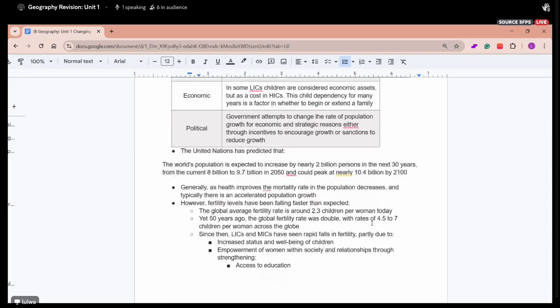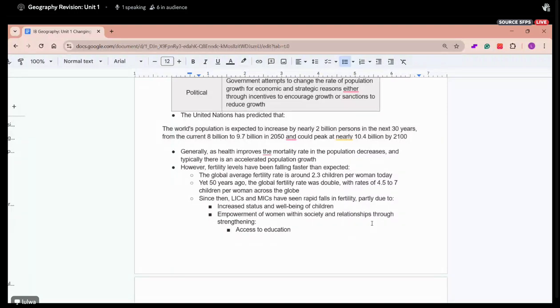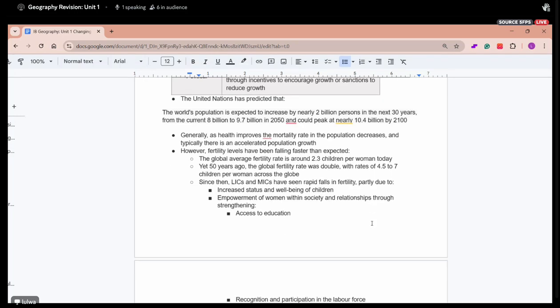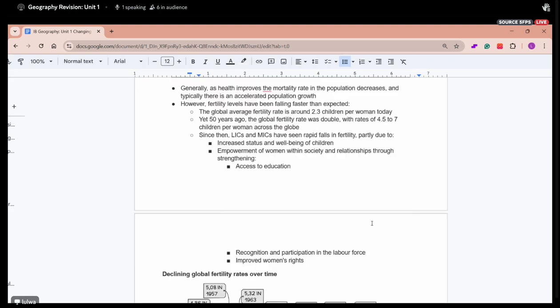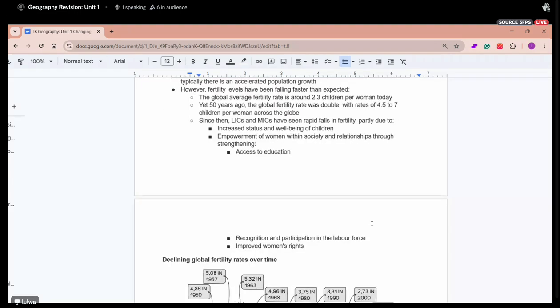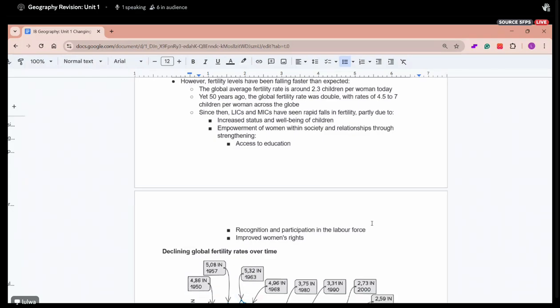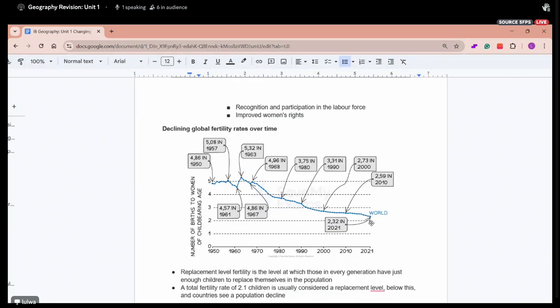So generally, as health improves, the mortality rate decreases, and there is an accelerated population growth. However, fertility levels have been falling faster than expected. Today, the global average rate is around 2.3 children per woman. However, 50 years ago, it was double. Because LICs and MICs have had increased status and well-being of children, as I said, empowerment of women. And so here you can see the trend of declining global fertility rates over time because of multiple factors, as we said earlier.